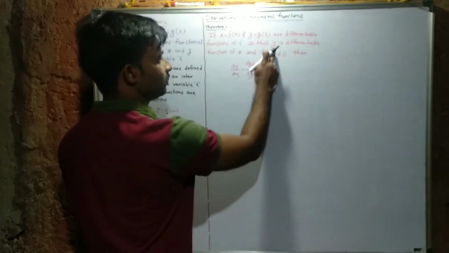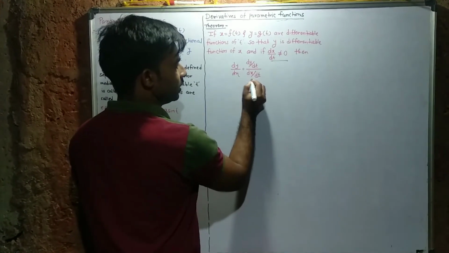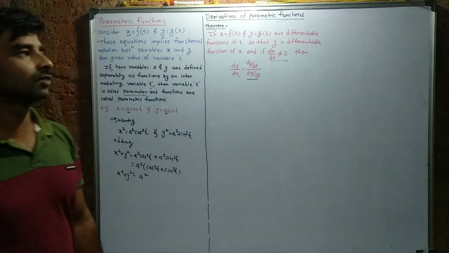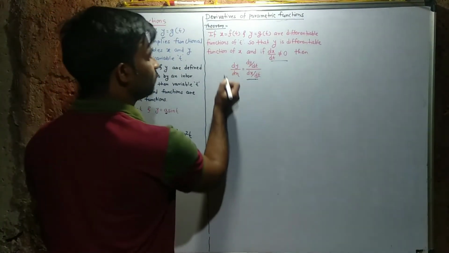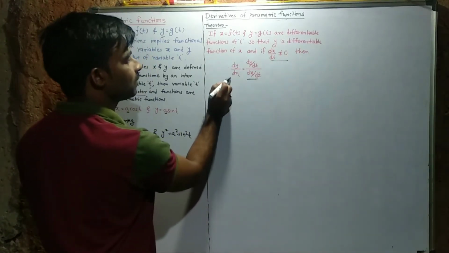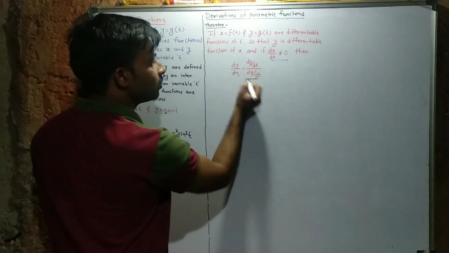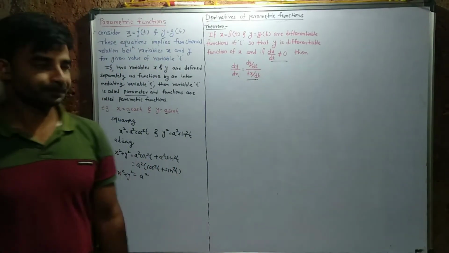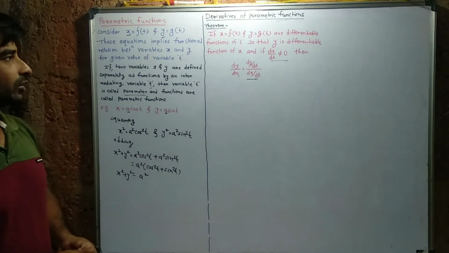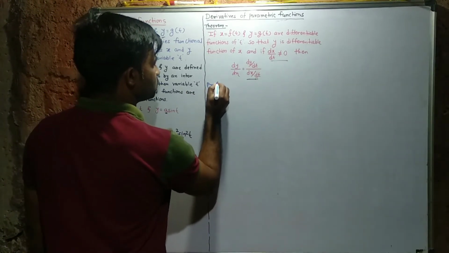And if dx by dt is not equal to 0, this is the most important, because if the denominator becomes 0, then the derivative is completely meaningless. Therefore dy by dx, that means the derivative of y with respect to x, is equal to dy by dt divided by dx by dt, where the denominator is not equal to 0. For this, first of all, we go with the proof.